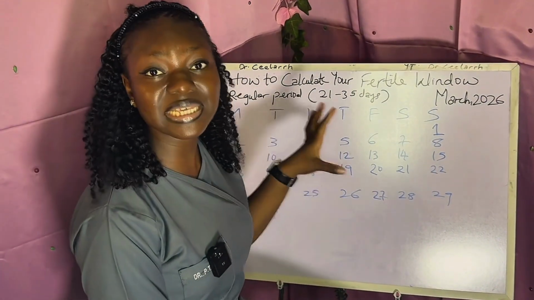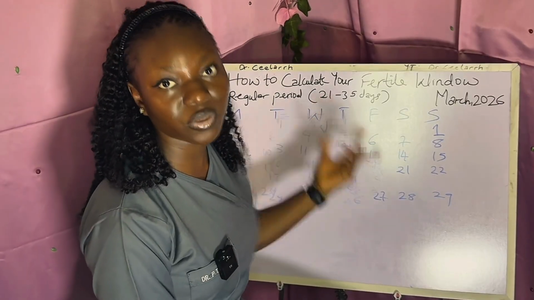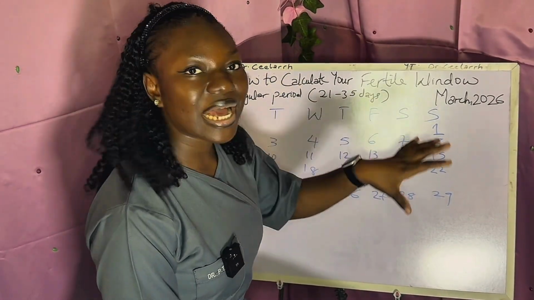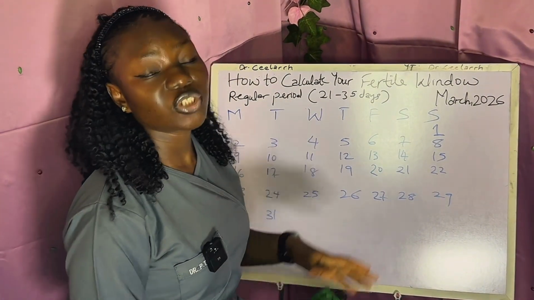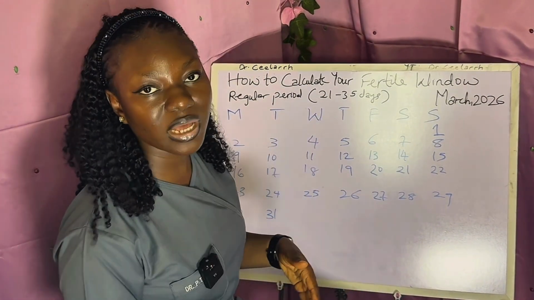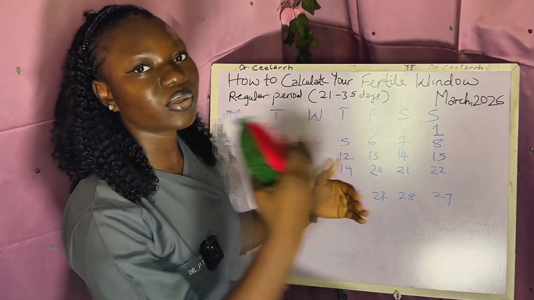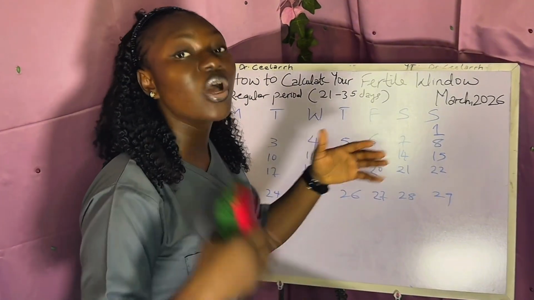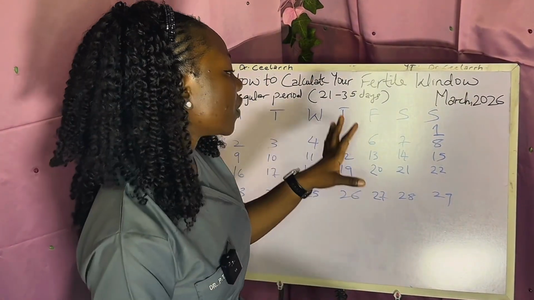And we said that it's easier to calculate the fertile window when the menstrual cycle is regular. But we know that everybody has their own kind of cycle. Some have shorter cycles, some have longer cycles. So we're doing it for each of these, assuming that your cycles come around 21 days, 22 days, 23, 24, like that. That's what we're going to do right now.